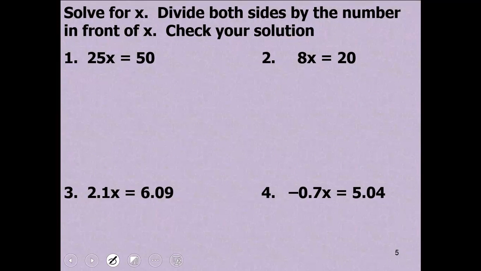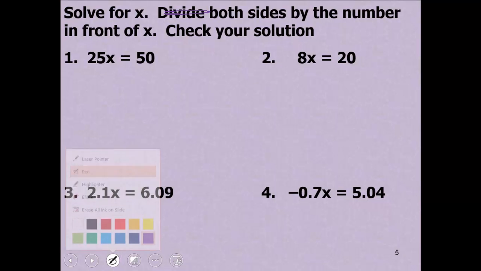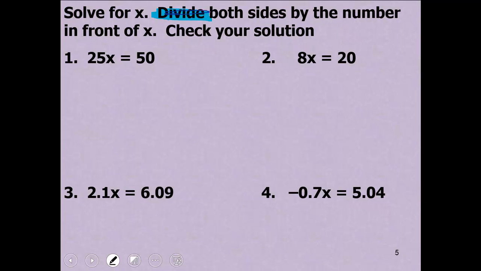All right, again, we're solving for x, but notice that in this case, we're going to be dividing both sides by the same non-zero number. And then we're going to check the solution. So number 1, I have 25 times x equals 50. Okay? So in order to undo this 25, I have to divide by 25. So that means x is equal to 2.